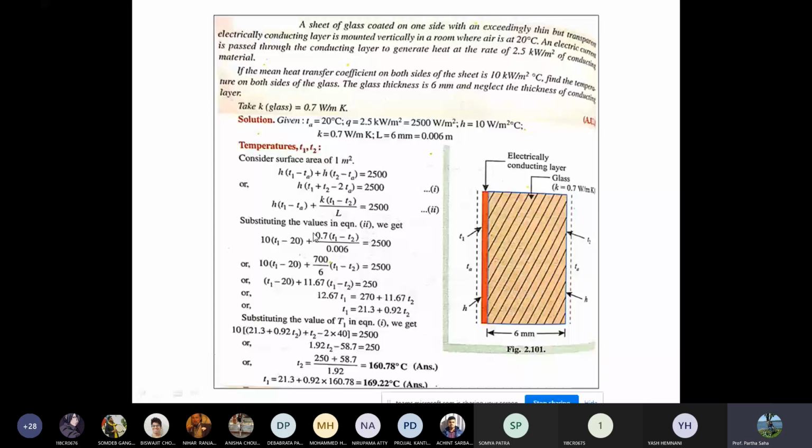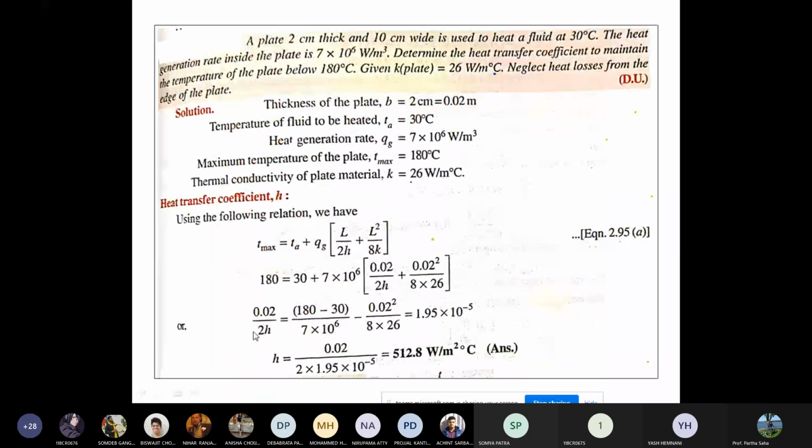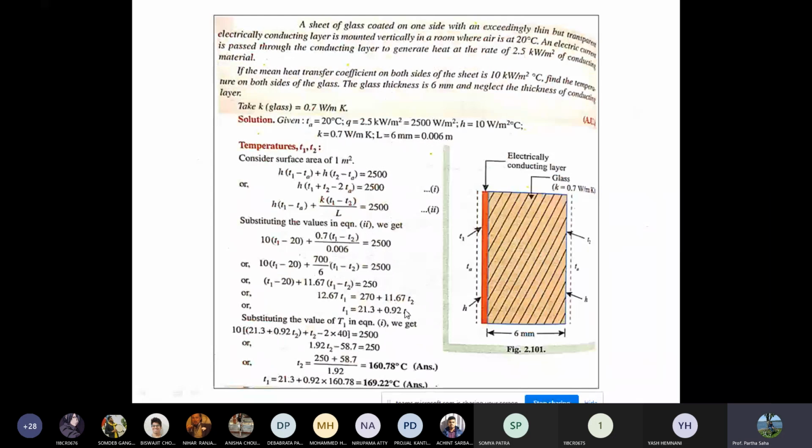Now substitute this value, you solve for it, you get different parameters, then you solve, you get T1 equal to this expression. Now substitute the value of T1 in equation 1, that is this expression. We got T1, T1 is this much, right? So you have substituted the value of T1, and then you solve for T2, you get T2 160.78, and then you can use this expression to get T1 169. So this side is 169, this side is 160.78.